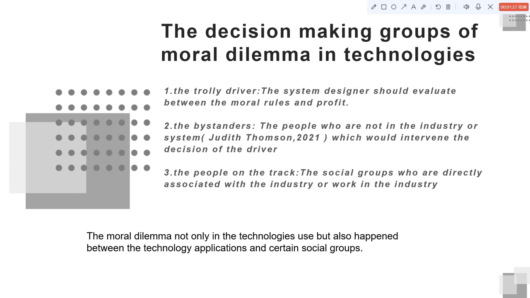The first one is trolley drivers. Definitely the system designers should evaluate between the moral rules and the profit. Second is bystanders. It means the public or the people who are not in the industry or systems, who will intervene in the decisions of the drivers. The third is the people on the track, who are the social groups directly associated with the industry or who work in the industry. So I would say the moral dilemma happens not only in the technology use but also between the technology applications and certain social groups.